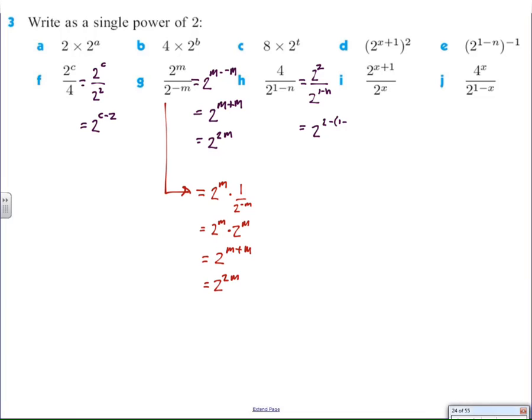In letter H, we convert everything to powers of 2, so 4 is 2 squared, and 2 is already a power of 2. Then I subtract the exponents using the quotient rule, and I get that result.